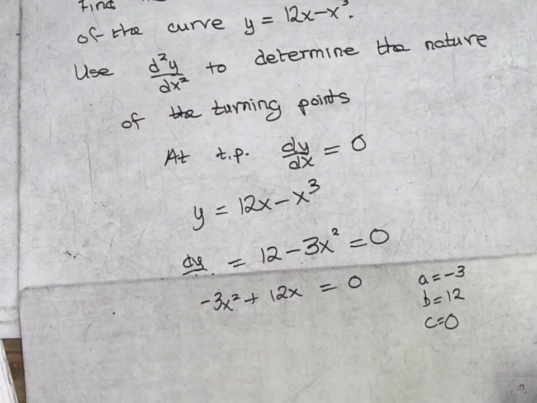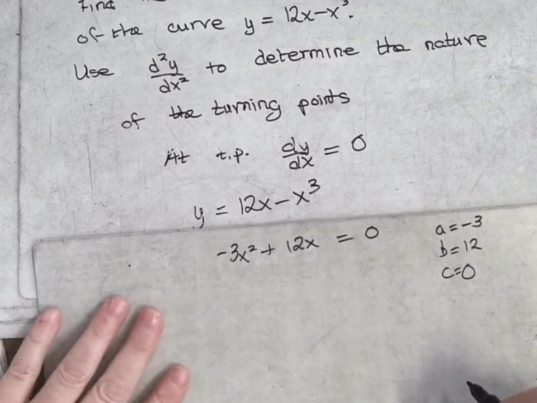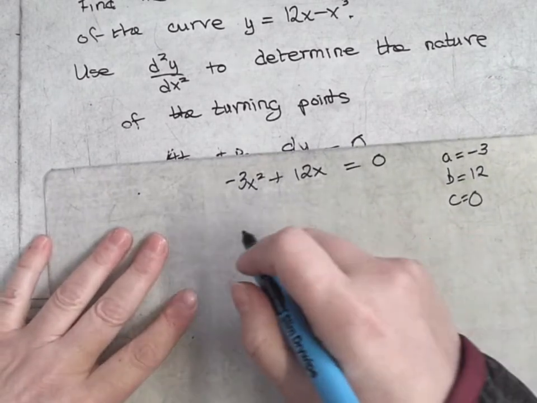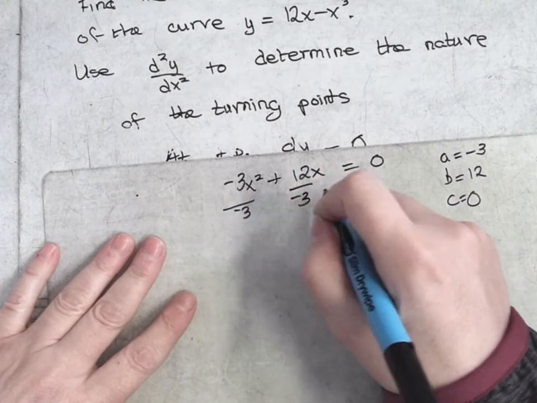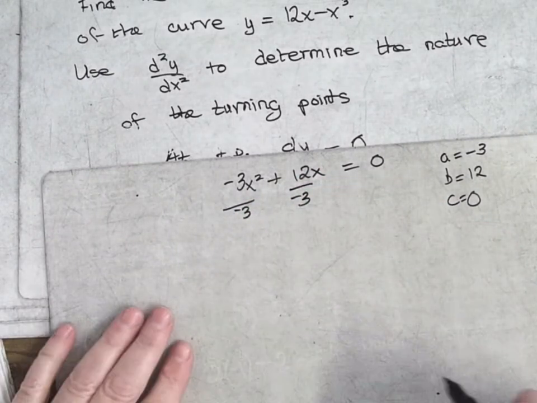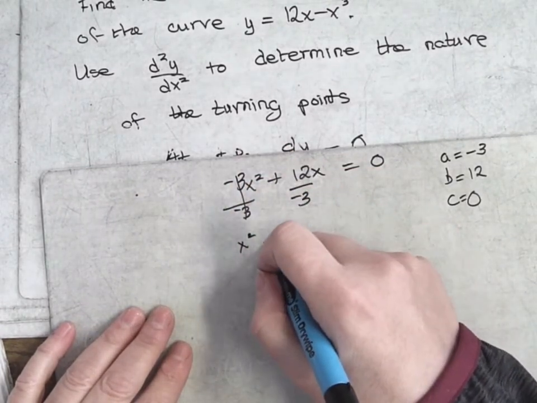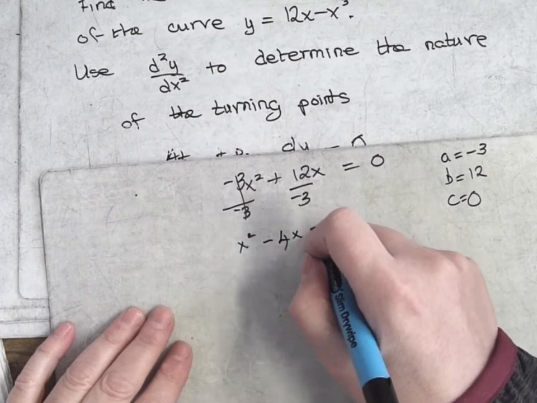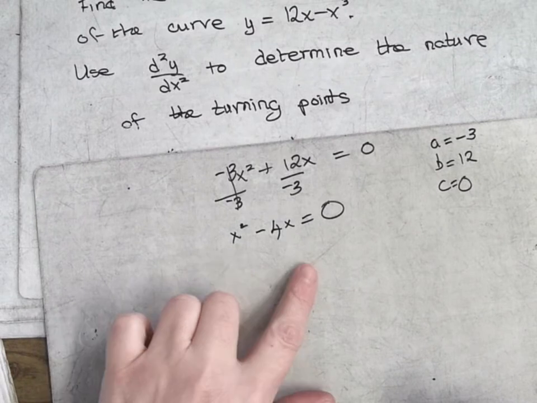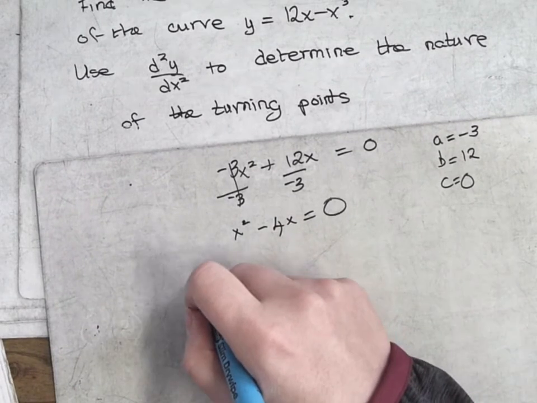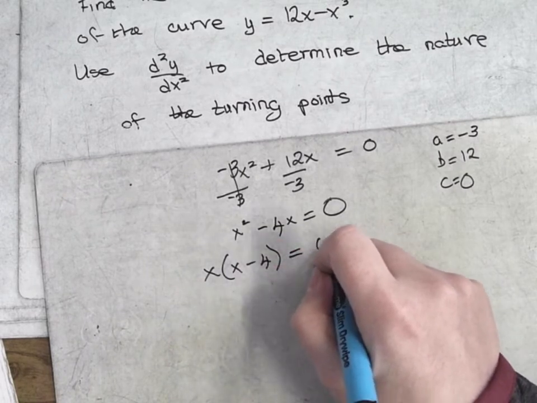Right, you know I like to factorize, so I'm going to factorize. The first thing I'm going to do is divide everything by minus 3, because it makes life easier to find the factors. So here I'll get x squared, a plus divided by a minus is minus 4x equals 0. Then to solve this, I take out what's common. So what's common? X. So it's x into x minus 4 equals 0.